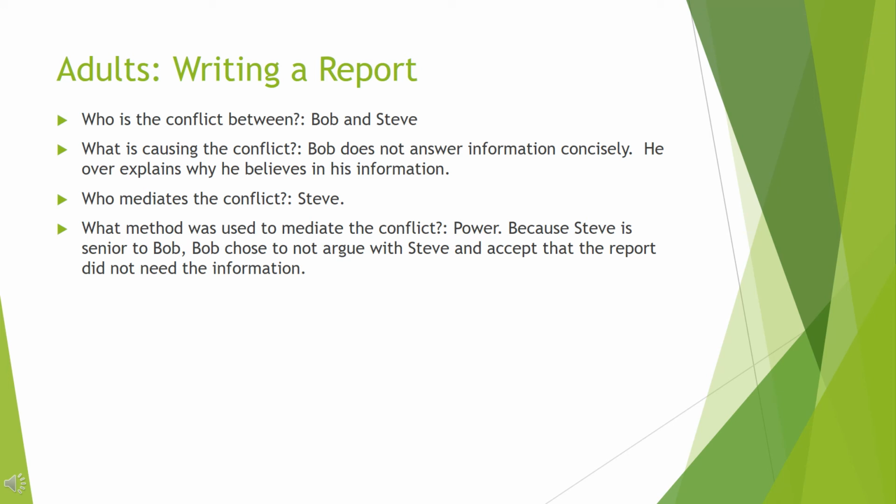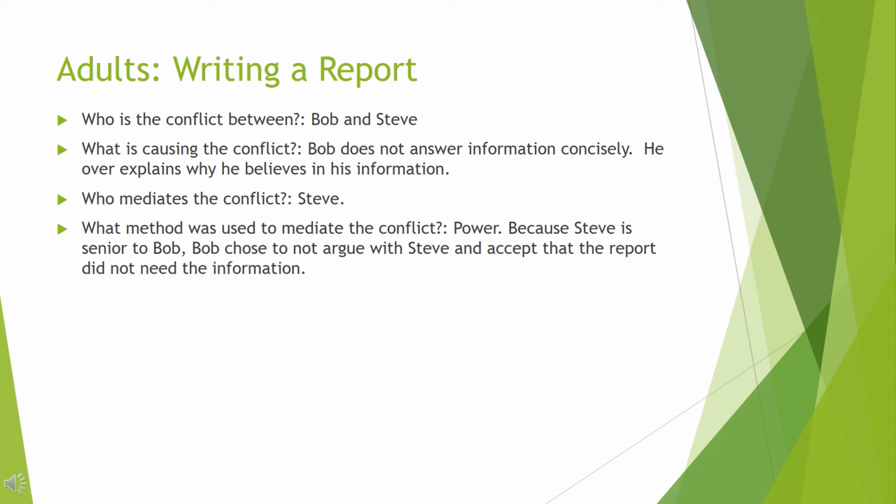Who is the conflict between? Bob and Steve. What is causing the conflict? Bob does not answer information concisely. He over-explains why he believes in his information. Who mediates the conflict? Steve.